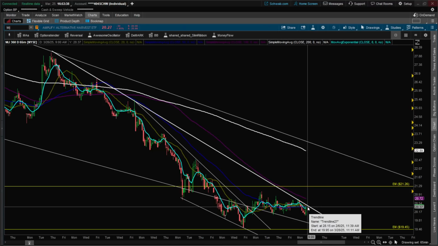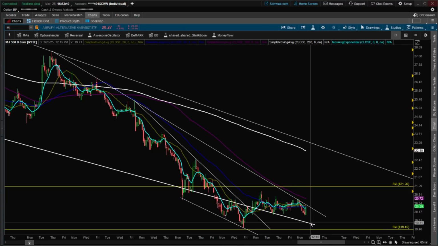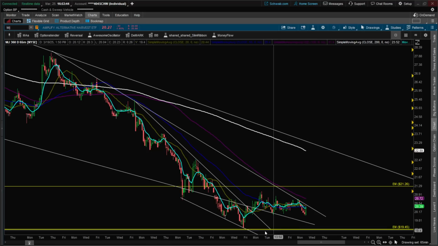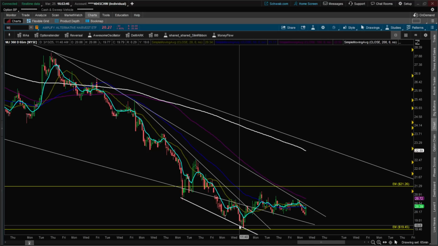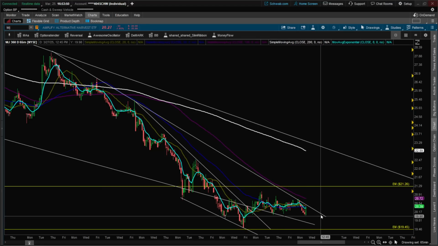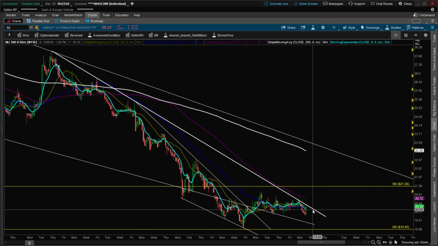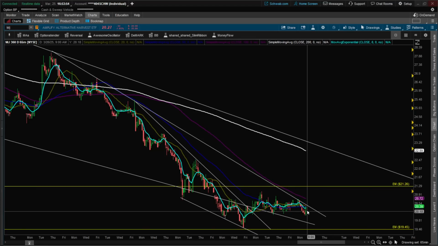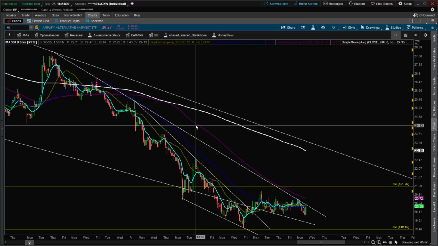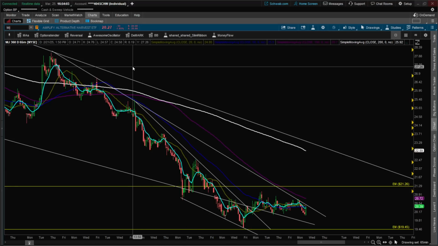But if we reject off of here, we'll probably see either this wedge retested or even a little bit lower to make a new low here. Okay, so this is where we really start to pay attention. Super important. This is an opportunity to accumulate shares, and then we'll be looking for breakouts in order to play some options on here.